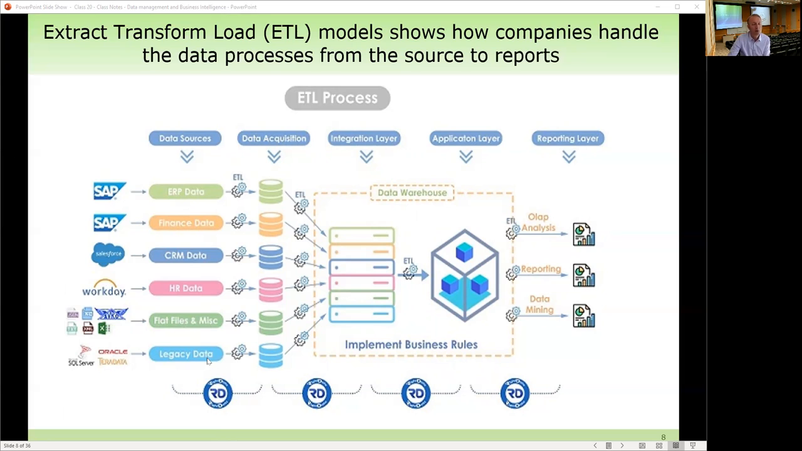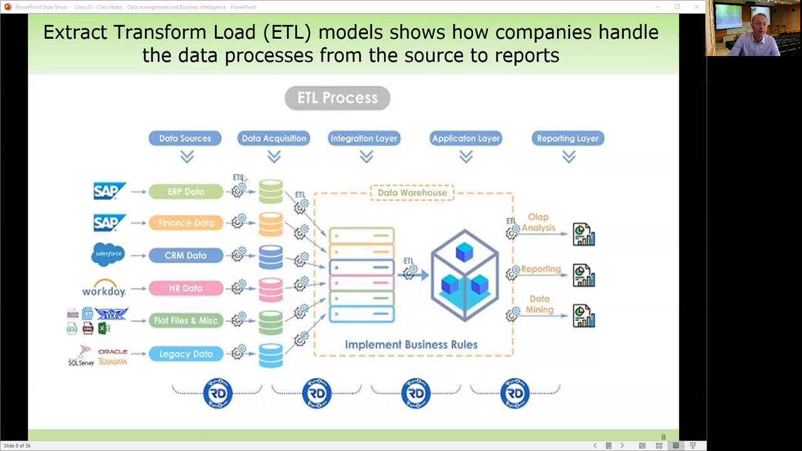And then they have what's called legacy data. This is like older data from older IT setups. In this case, it comes from an SQL server and an Oracle database and other types of information. Legacy is typically older type of information stored at different places. So this would be the data sources that this company uses.